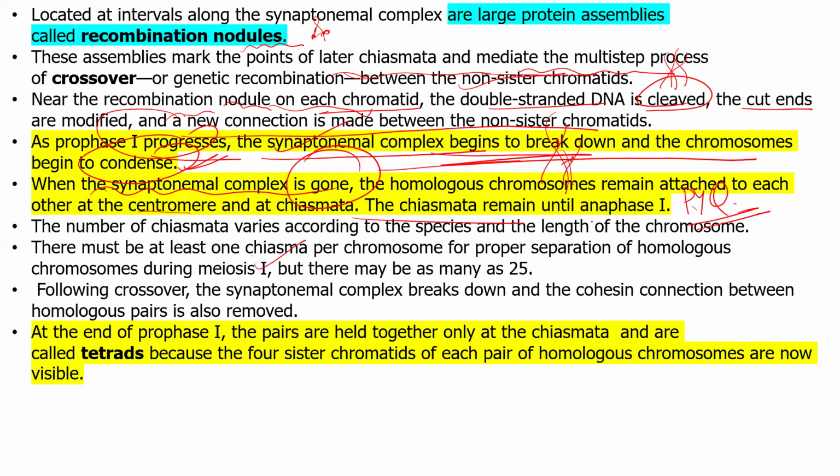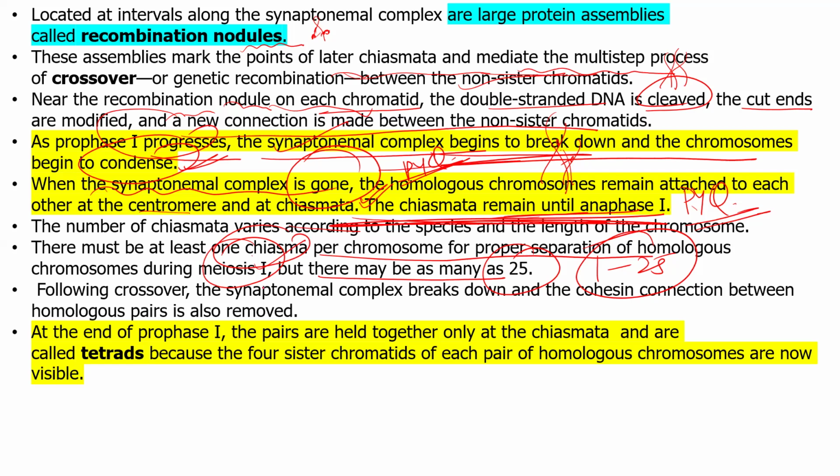The chiasmata, a very important point, remain until anaphase 1. The number of chiasmata varies according to the species and the length of the chromosome. There must be at least one chiasma per chromosome for proper separation of homologous chromosomes during meiosis 1, but there may be as many as 25. Depending upon the length of the chromosome, chiasmata will be one or as many as 25.